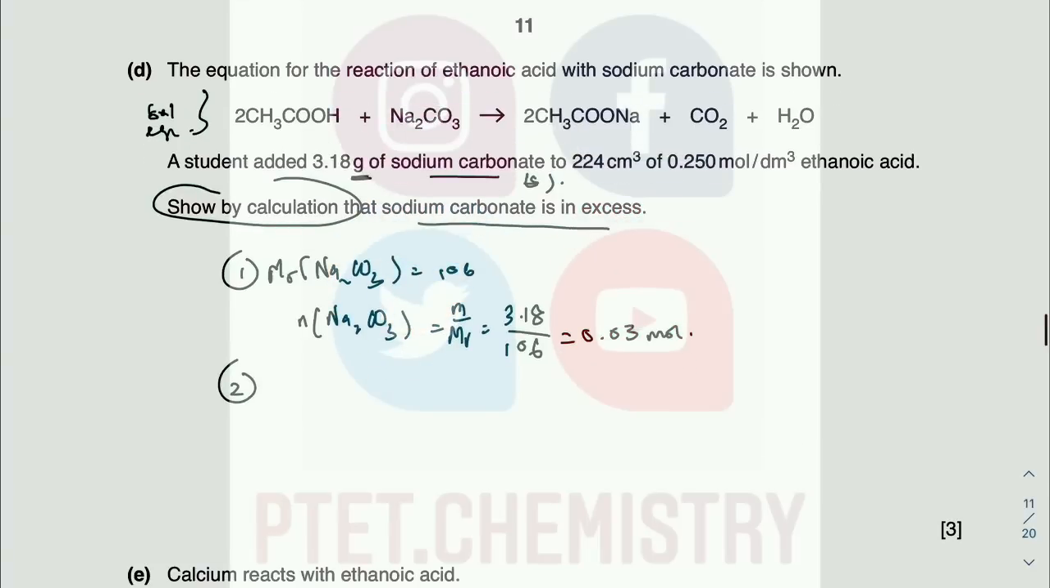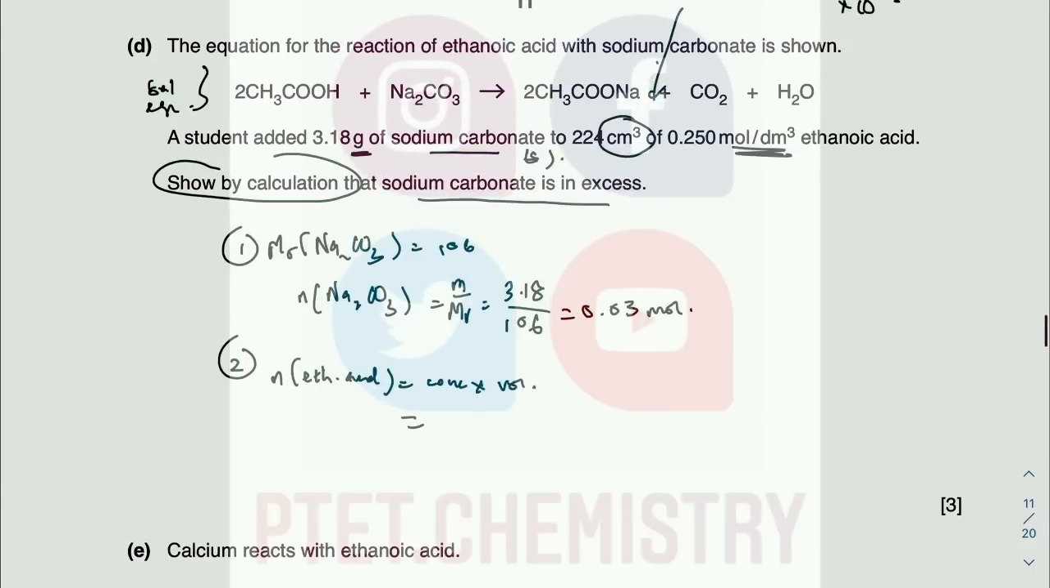Alright, next bit, you can work out the ethanoic acid. Mole is going to be the concentration times the volume. The concentration is in mole per dm cube. This is in cm cube. Convert cm cube to dm cube. You multiply by 10 to the minus 3, or you divide by 1000. Smaller to bigger, right? So you need to know your conversion very carefully.